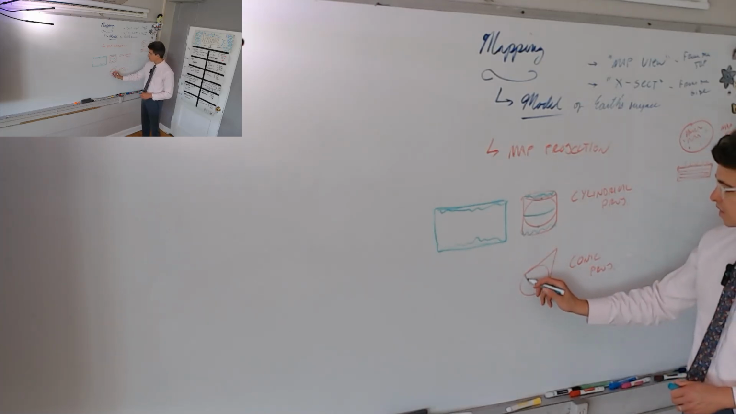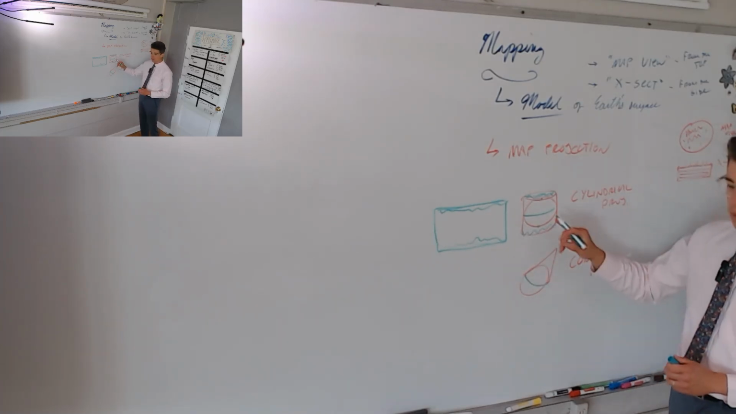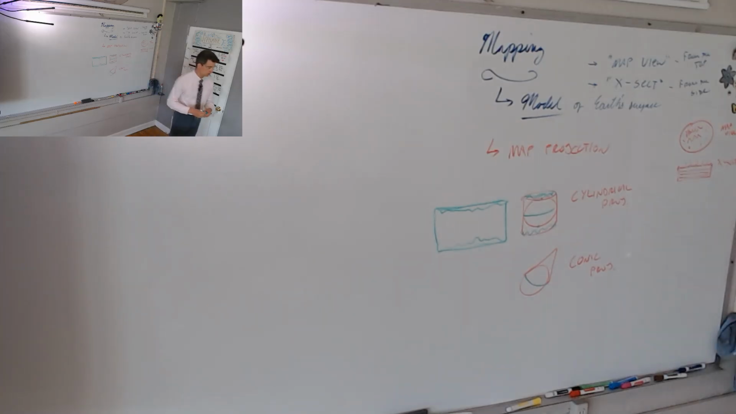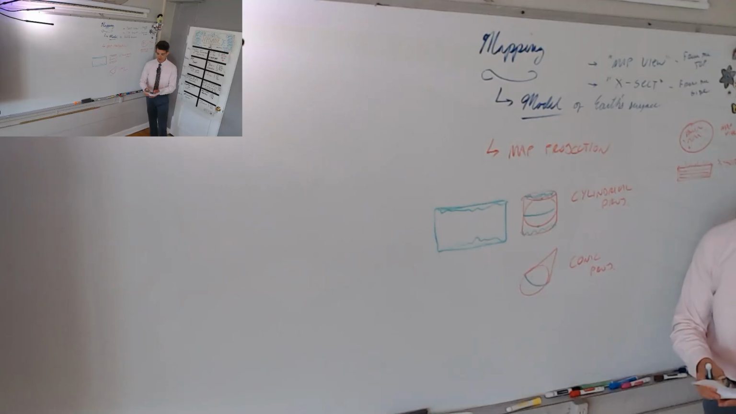And it's most accurate here, again, where it's touching. And by the way, both of these could be as small as you want. You don't have to do the whole Earth each time. But the conic projection is if we make a cone.